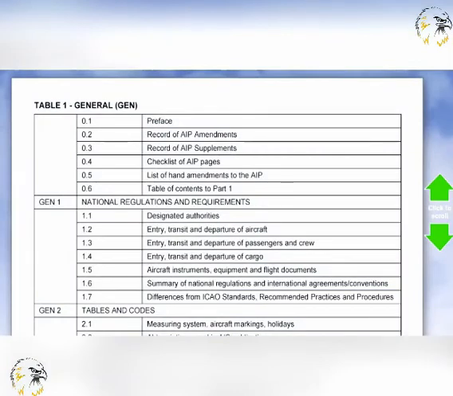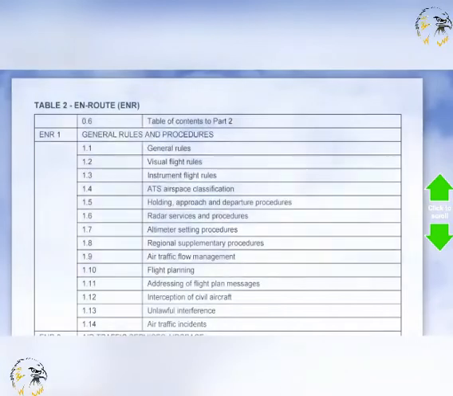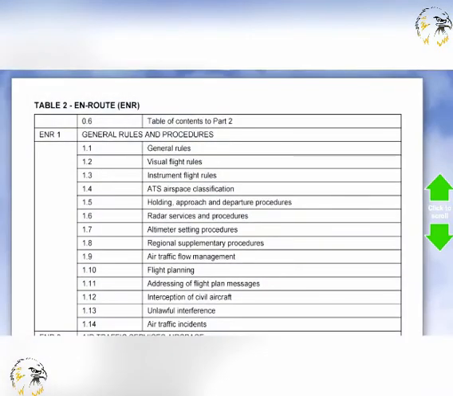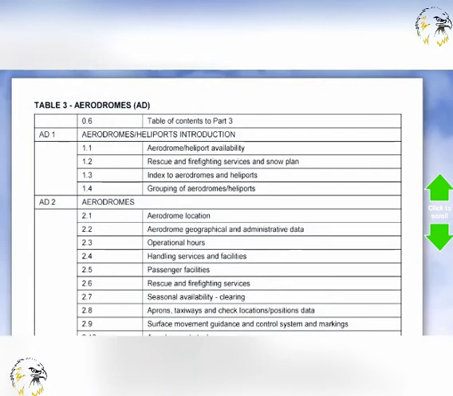Here is the content of the general section of the AIP in some detail. Scroll up and down to see what it contains. And here is the en route section. And finally, the aerodrome section of the AIP.